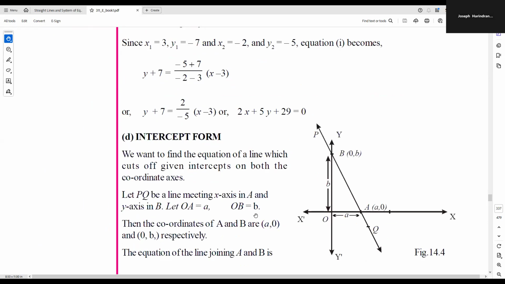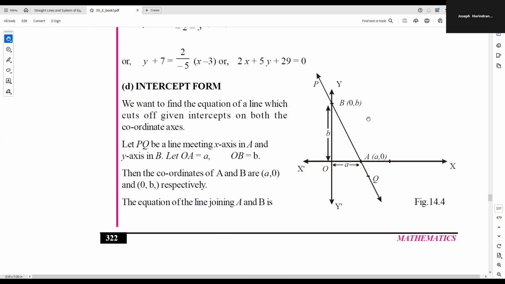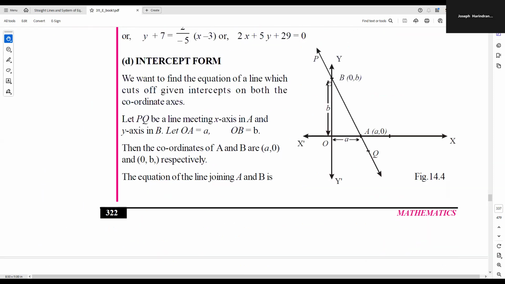Now the very important form, the intercept form. Two intercepts are given. The y-intercept is b and the x-intercept is a. So we have the equation. This is how it forms.